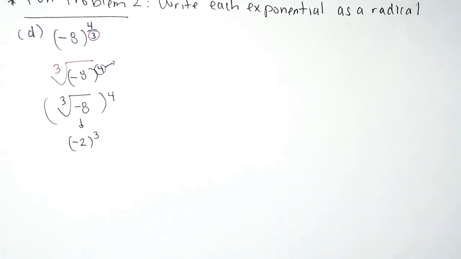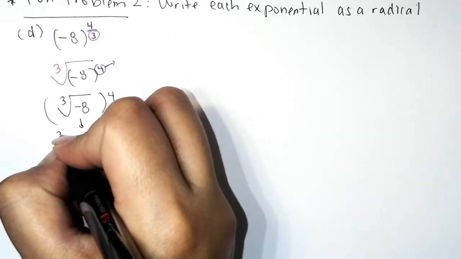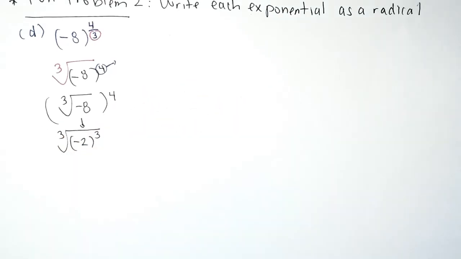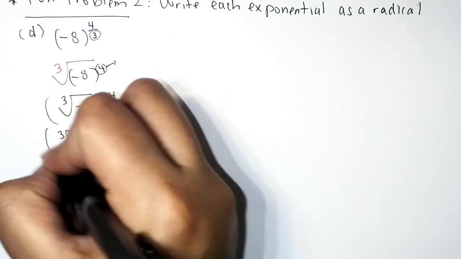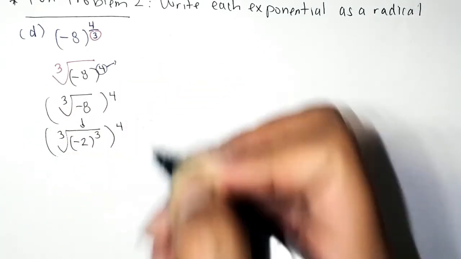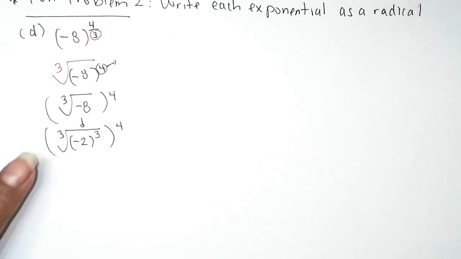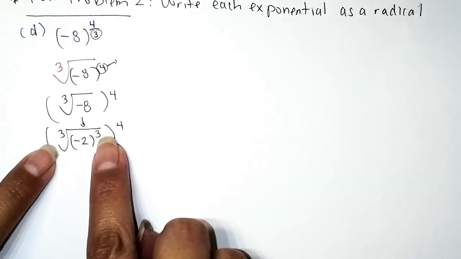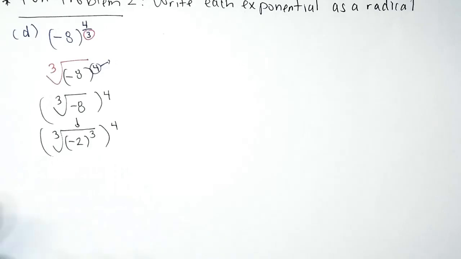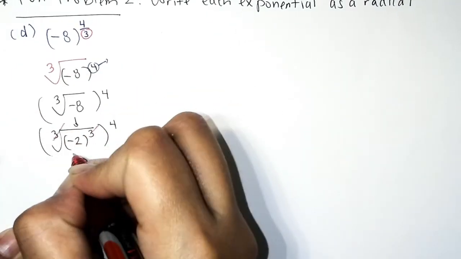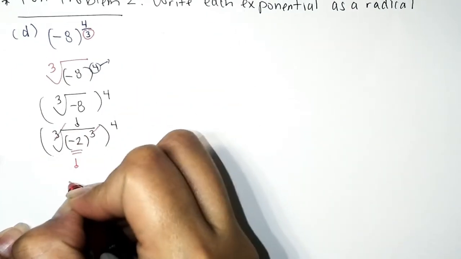Let me bring down the rest of the problem. So that will give us the cube root of negative 8, or radical negative 8, and that is being raised to the fourth power. So let's clean this up. Index is 3, power is 3. The numbers are the same, so they undo each other. And that will leave us with the radicand of negative 2.